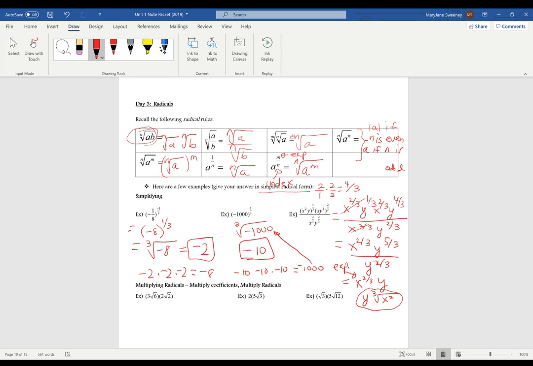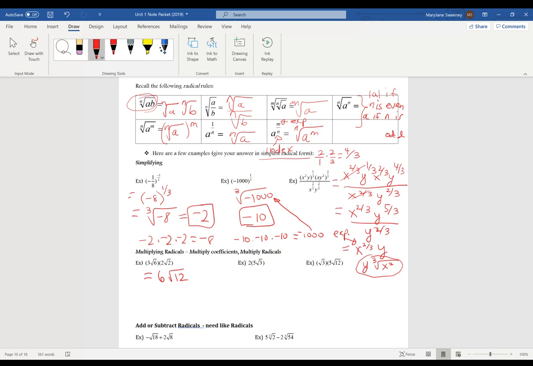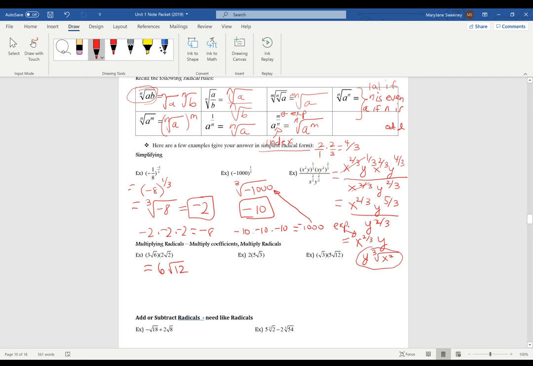Okay, multiplying radicals. When you multiply radicals, you multiply the whole numbers or integers, whatever they might be, and then you multiply the radicals. So you have to multiply a radical with a radical and an integer with an integer. So 3 times 2, I would say 6, and then radical 12. And then this is where you know from previous years that you can break down the radical 12.